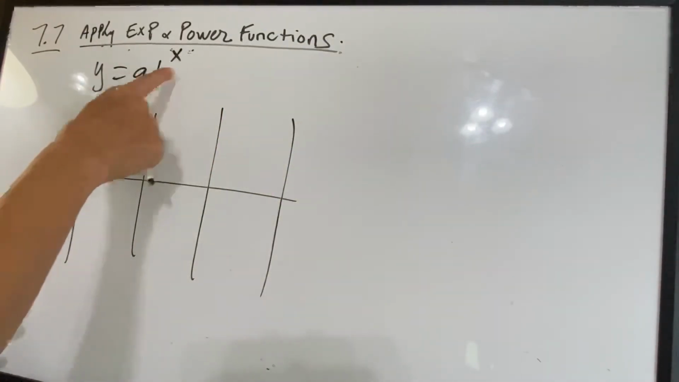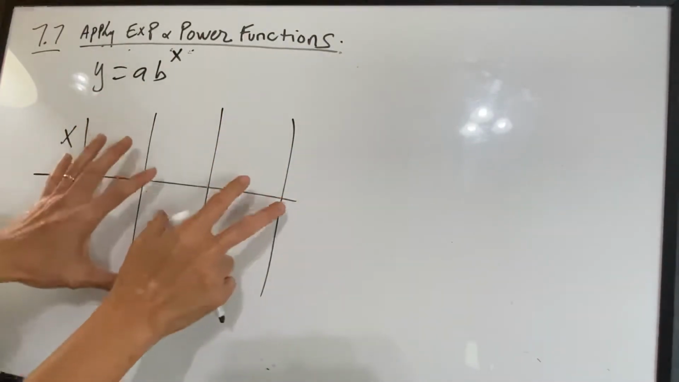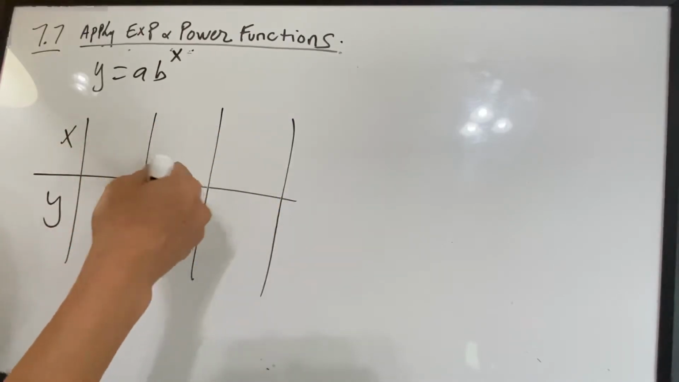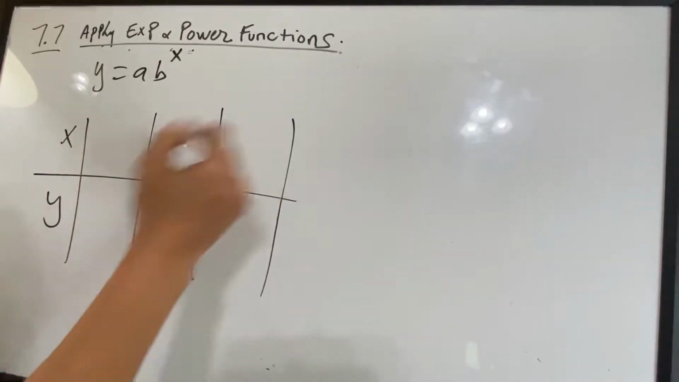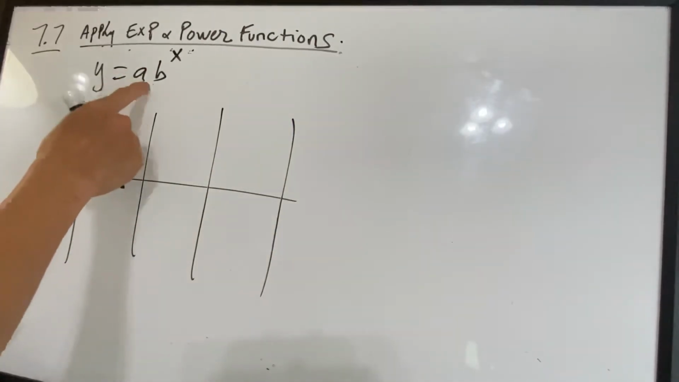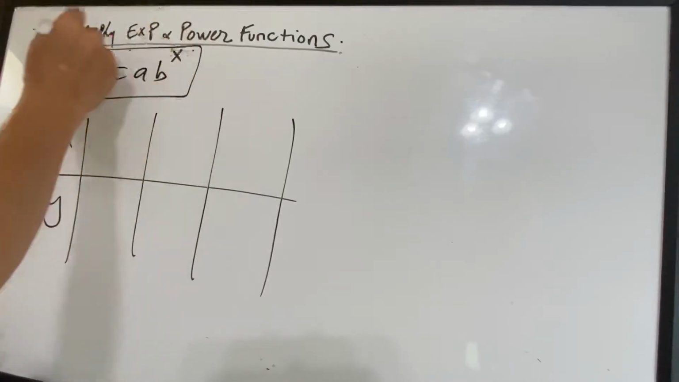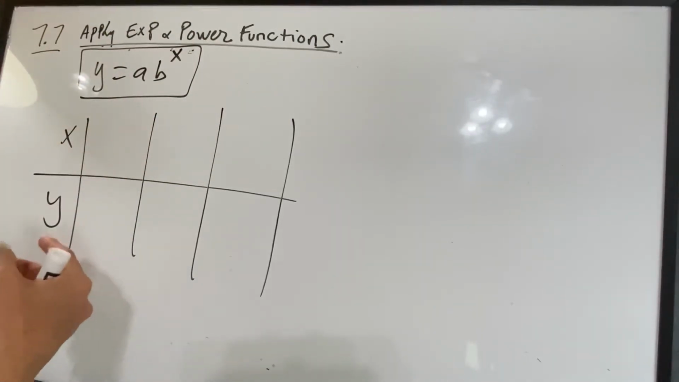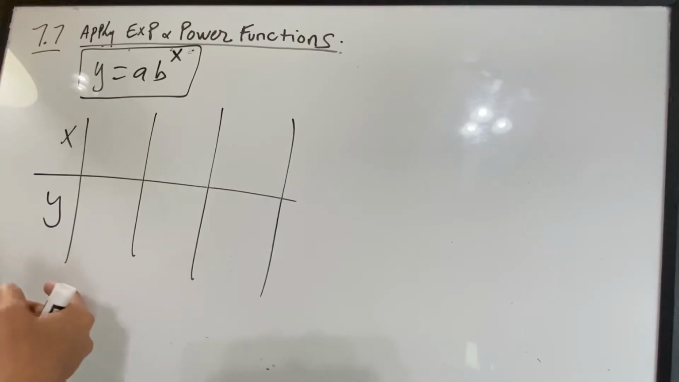Because if you plug in the values, you see that these values right here do not fit into, let's say, a straight line. So it comes from an exponential function. So how do you find the function? How do you find a function from given values of x and y? This is called transforming exponential data. So here we go.